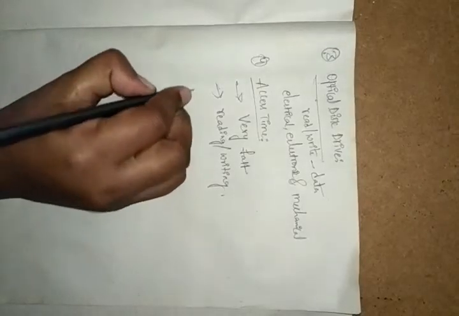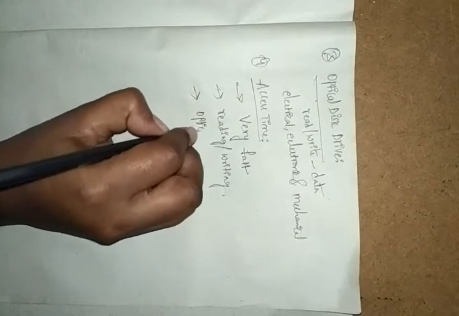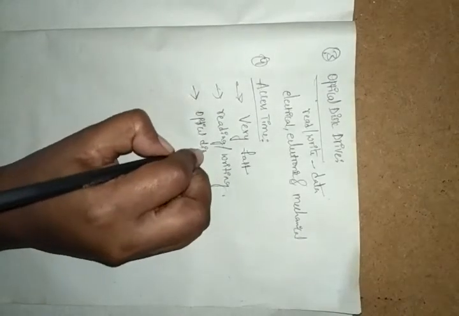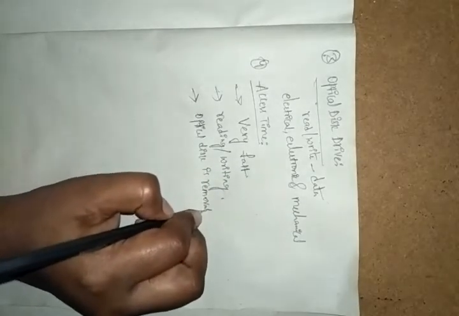Okay, and your optical disc is removable media. Why? Because we can place it and we can also remove it. Optical disc is removable, which means it is not fixed into the system. By the tray, we can place it and remove it easily.